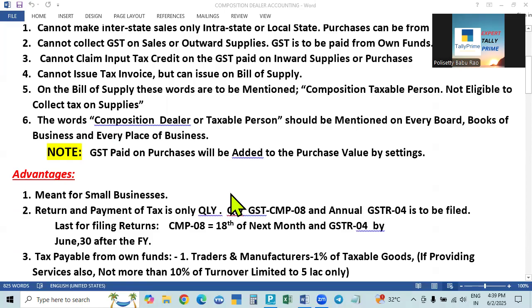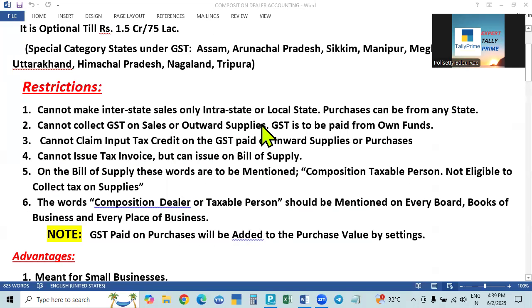Below that number, he has to mention that he is a composition dealer. Composition dealer or composition taxable person should be mentioned on every board, books of account, books of business, and every place of business. He has many branches also. At every place of business, he has to mention the number, and below the number, composition dealer or composition taxable person. Okay.